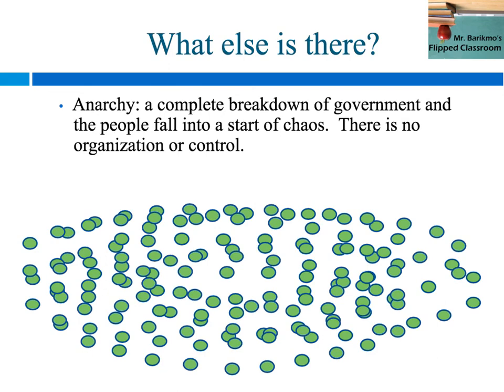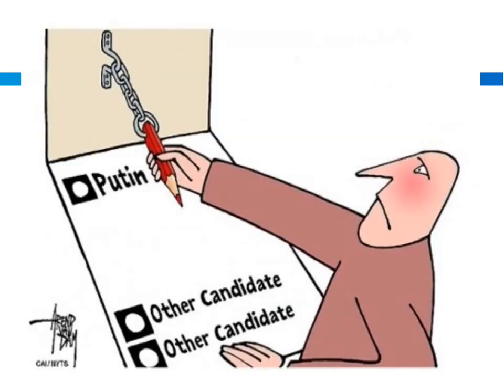There's another one out there. It's not really a form of government, but it is a form of society that we have to understand, and that's anarchy. When we have a complete breakdown of government, then we get into that state of chaos. There's no organization or control, and for many of us, this could be a state of nature. Maybe there are no laws on the books, but now we have to begin to reform, we have to begin to redevelop a government.